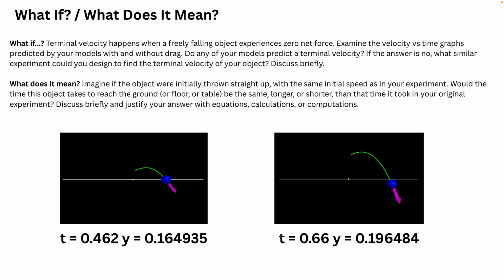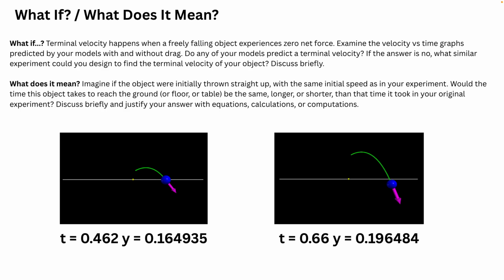For the what-if: terminal velocity happens when a freely falling object experiences zero net force. Our model in this specific lab does not predict terminal velocity. An experiment you could do to find the terminal velocity of the object is to have a great enough range and observe when the velocity of the object stops increasing, so when the acceleration is constant.